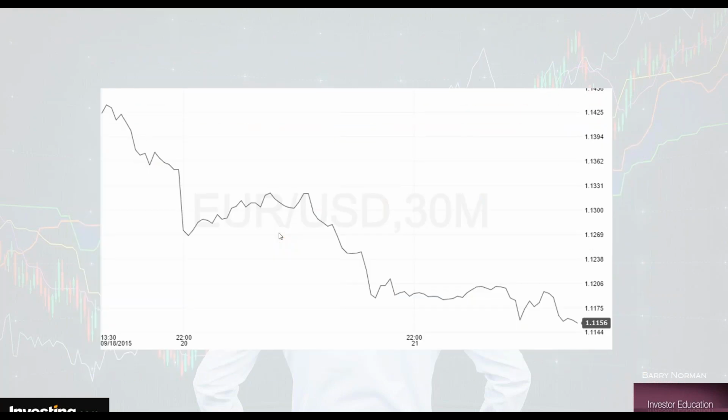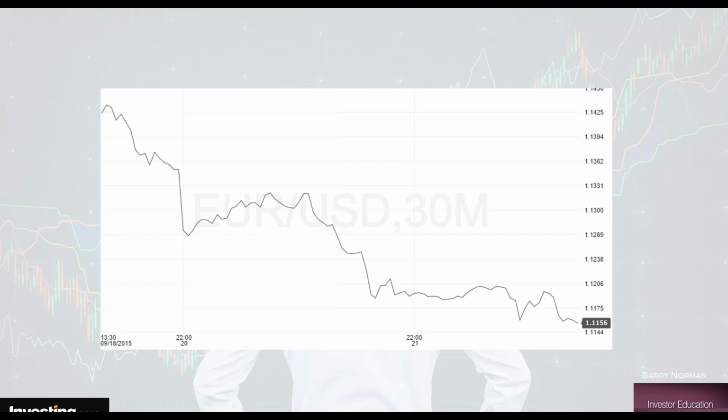Now, when we start looking at our charts, we start off with the bare basics. And this is called a line chart. It really doesn't help us much of anything. A line chart is a simple dot put on a chart at the close of a time period based on the time frame you're looking at.